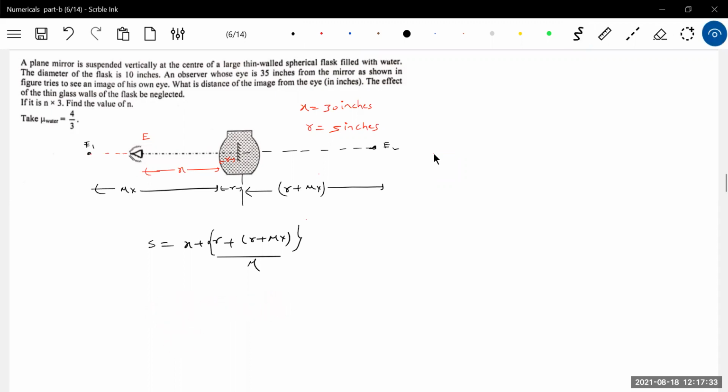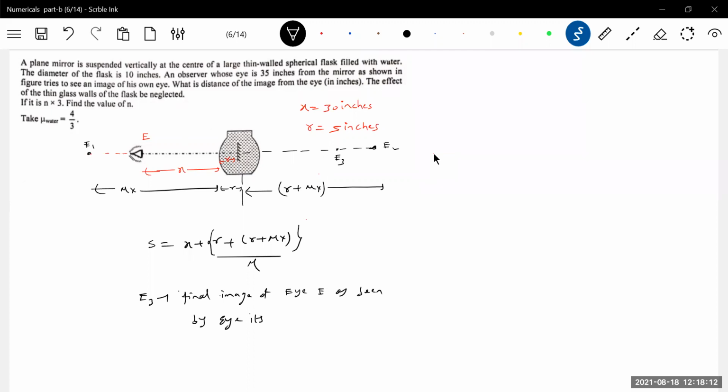No need to go for a ray diagram. You should analyze like this only. First refraction, then reflection, then again refraction, and only then the rays will enter the eye. Then you will see that the eye will not be at E2, but finally at E3. This is the final. E3 is what? The final image of I. What is not visible? E1 and E2 will not be visible for the person.